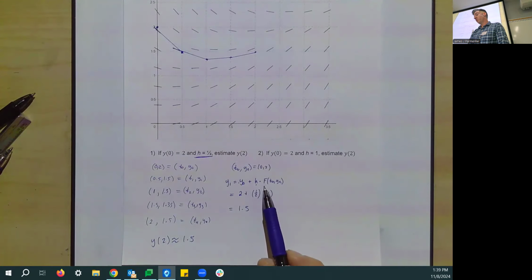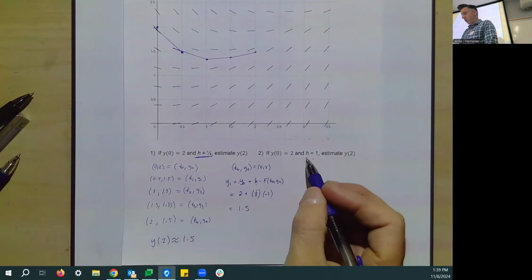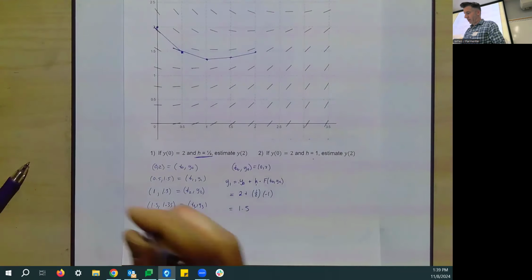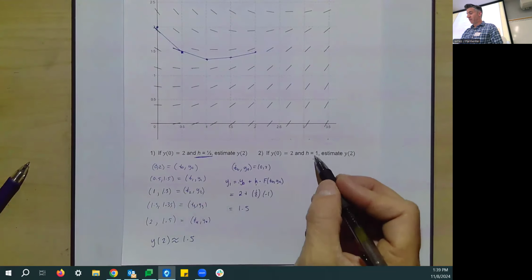Cool. We could also do the same thing. So then you could also do it here if you wanted to. This one's less exciting because your step size is bigger. So if you make your step size 1 instead of 1/2, make your step size 1 instead of 1/2.